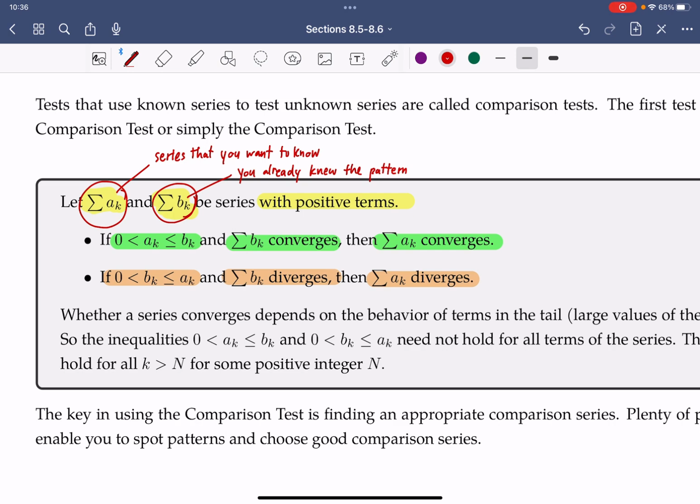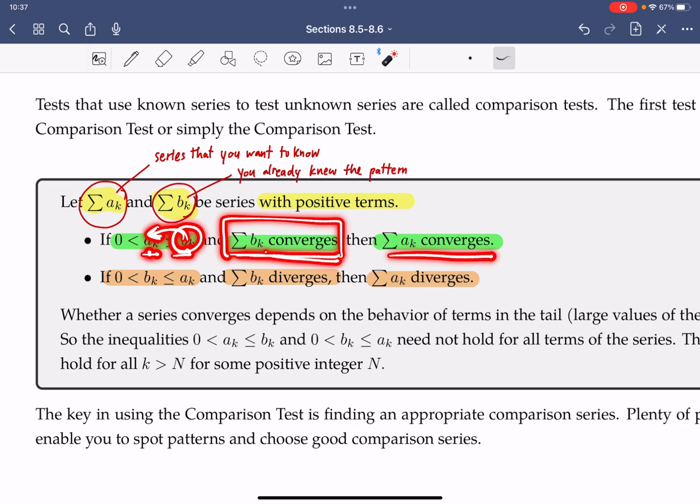And if you face the first case, A subscript K, the one you want to know, is less than B subscript K, the one you already know. So if you know that B subscript K converges, then A subscript K converges. It means that if you can find something that is bigger than the term that you want, and that bigger term is convergent, you can conclude that it is convergent. Does it make sense?